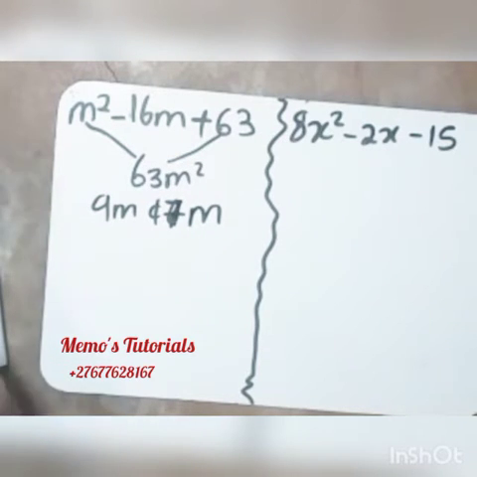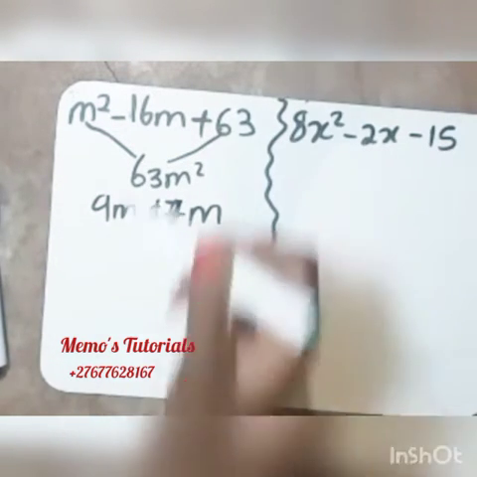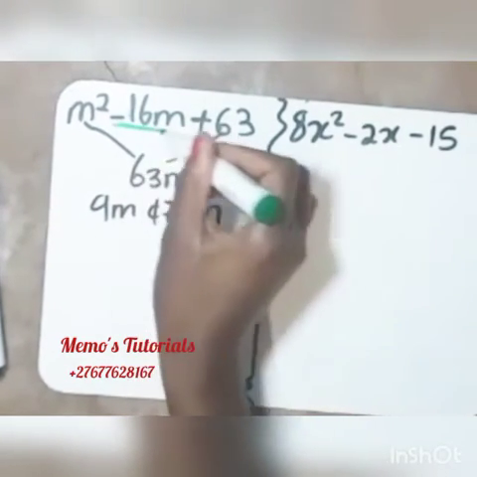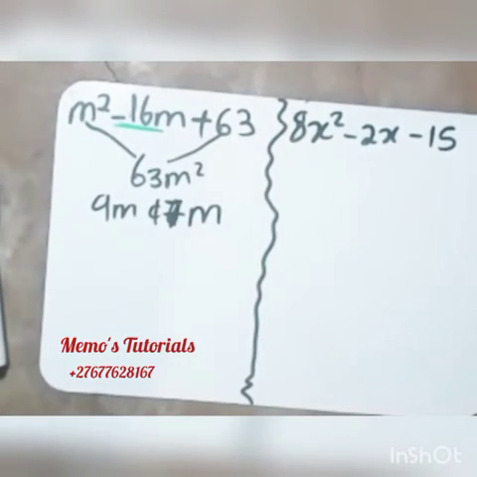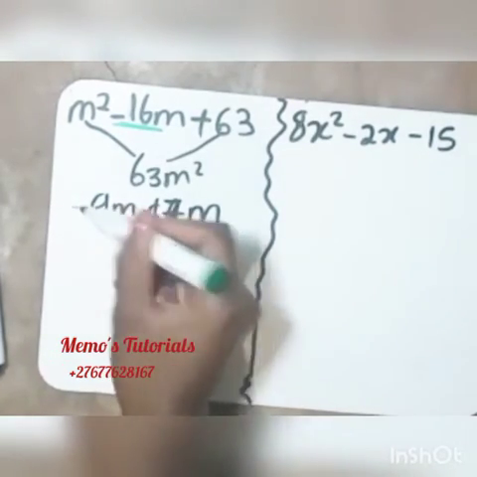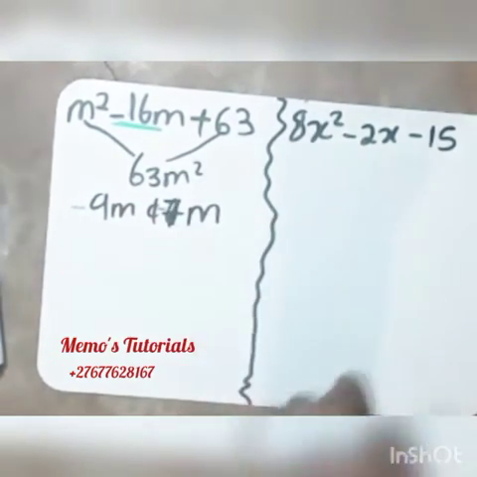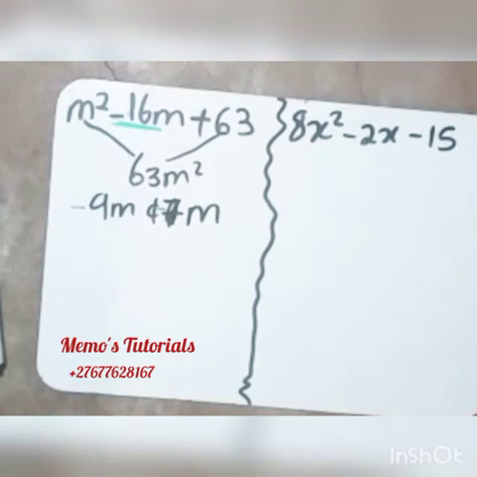But now let's have a look. As we can see there, we have a negative 63. So for us to get a negative 63, we need to negate everything. It's going to be minus 9m and a minus 7m there. So it's going to be minus 9m times minus 7m. Yes, we'll get a positive 63m squared. Remember, a negative times a negative will get a positive.